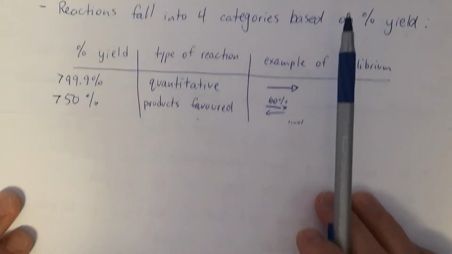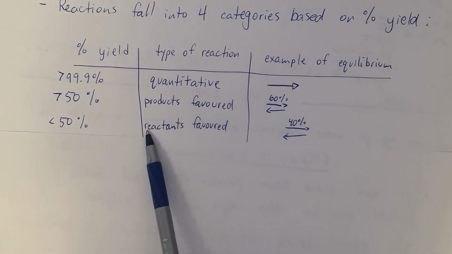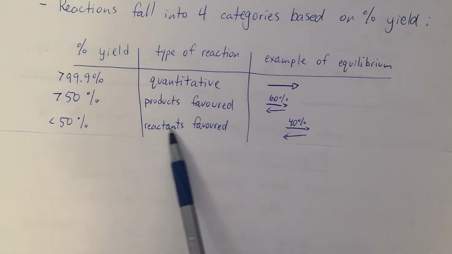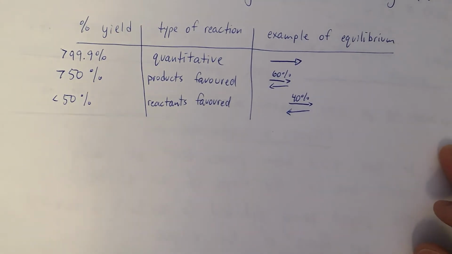I hope that makes sense. If the yield is less than 50%, you call that reactants favored because more of the reactants remain. And so that's an example. If you have 40% yield, clearly that's a reactants favored reaction.